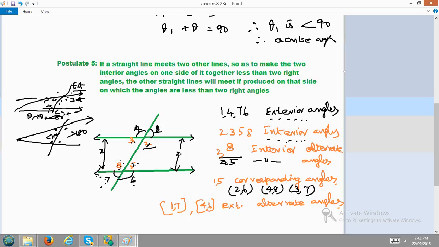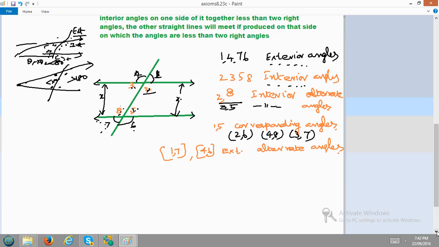Please try to remember the terms. What is meant by exterior? What is meant by interior? What is an alternate angle? What are corresponding angles? These four definitions we have to remember. We should understand them when they are explained. We have to repeat them and try to memorize.